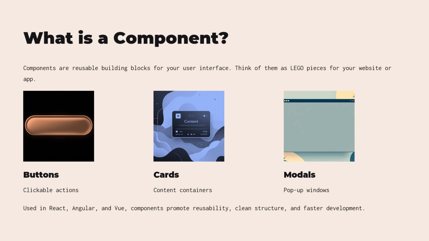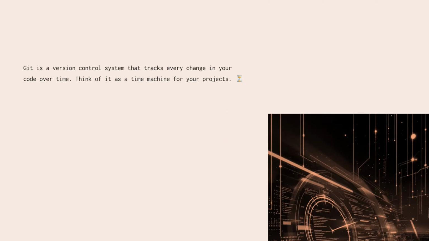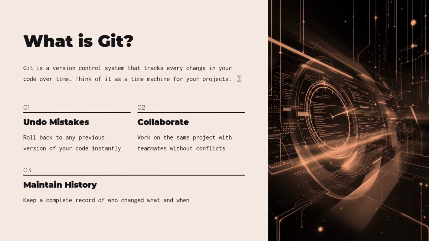Next terminology is Git. Now imagine you work on your project for 5 days. You change something and everything breaks. There is no backup. That's why we have Git. Git is a time machine. It tracks every change in your order. You can go back, compare versions, and collaborate with others. Every serious developer uses Git. If you are not using it, just start.